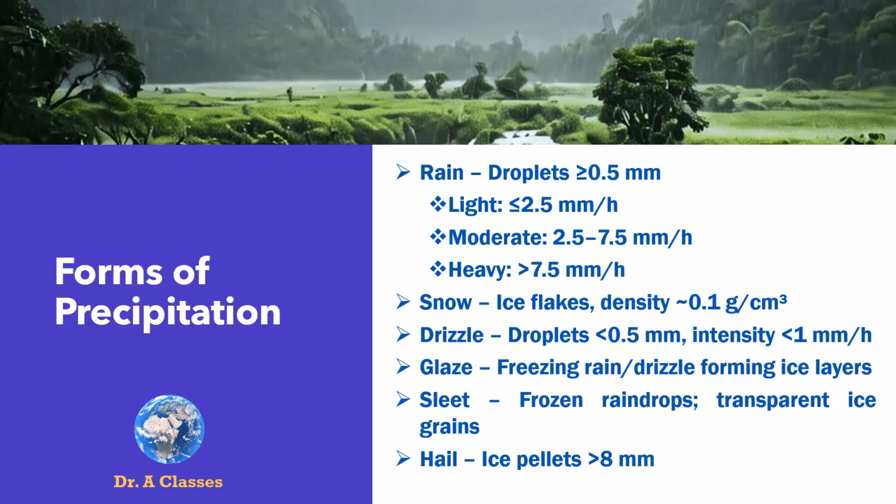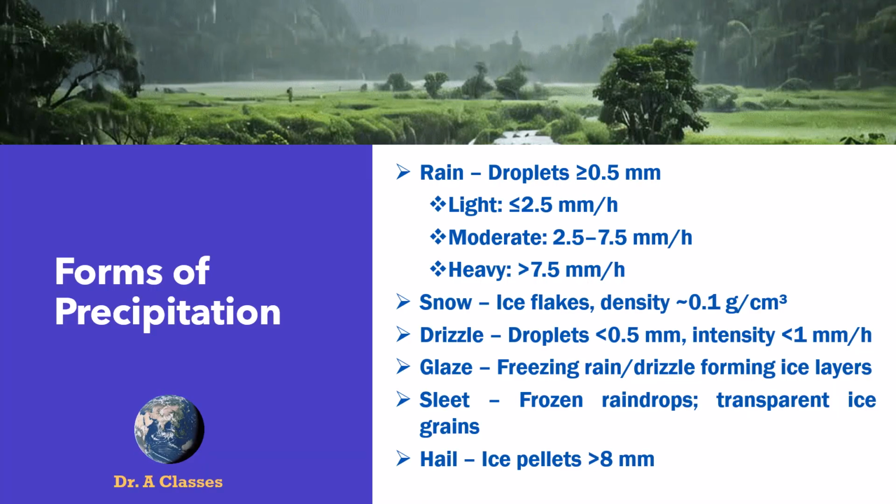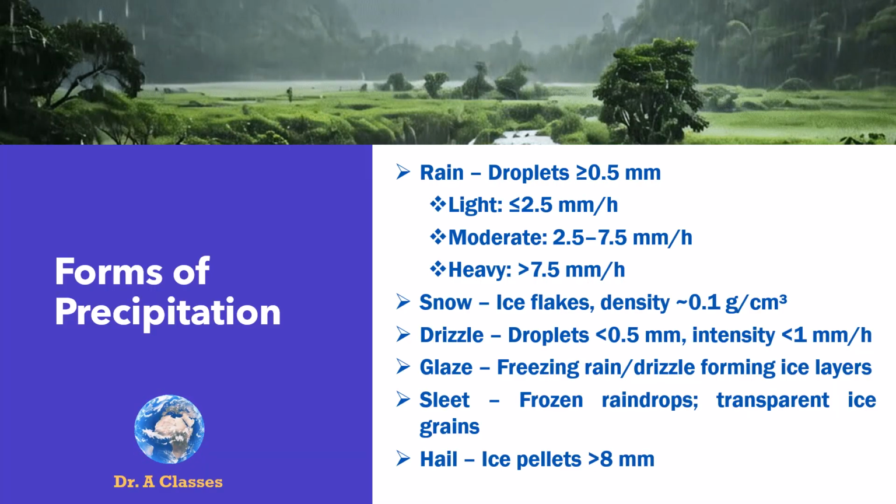Sleet is made up of small frozen raindrops, often bouncing when they hit the ground. Hail consists of large ice pellets, usually forming in clouds during thunderstorms. Each type has implications for hydrology and infrastructure design, especially regarding drainage, runoff, and structural load.